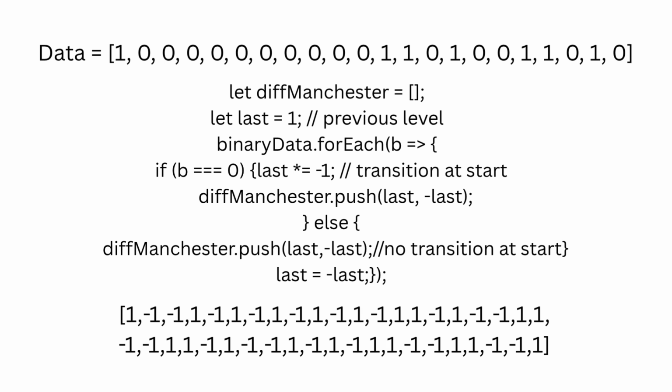Differential Manchester also has a guaranteed mid-bit transition, but the data is encoded based on what happens at the beginning of the bit. If there is no transition at the start, the bit is 1. If there is a transition at the start, the bit is 0. How to draw? Always draw a change at the middle of the bit. At the start of each bit interval, decide whether to switch levels or not based on the bit value.